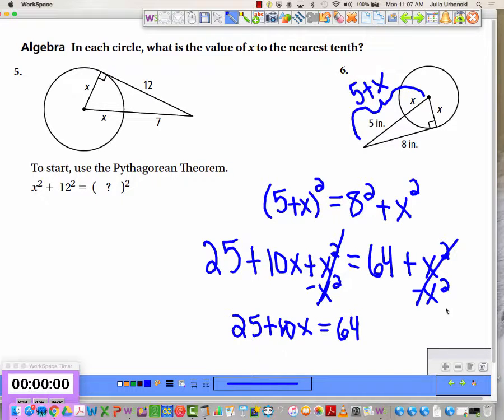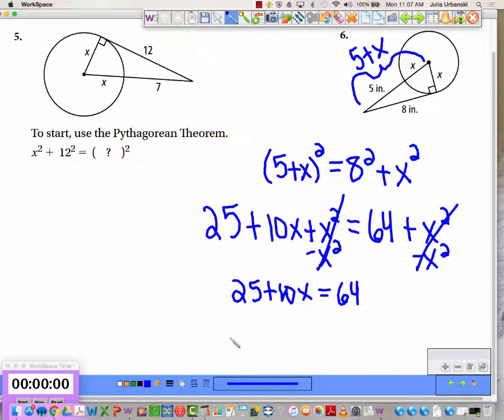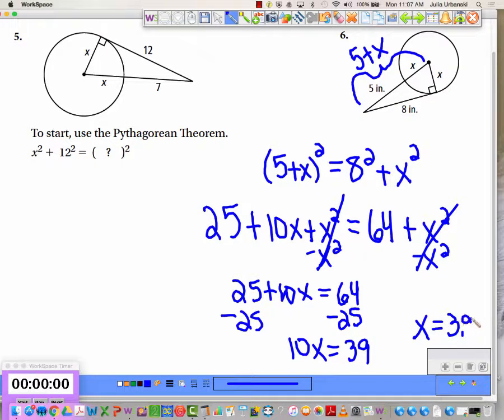So subtract 25 from both sides. Help me out with your calculators. 39. And then divide by 10. 3.9. Yep. So you will be doing Pythagorean theorem, and you will be needing to think through some clues. The last two are the easiest of them.